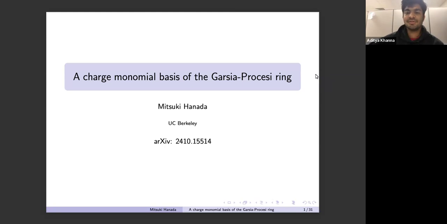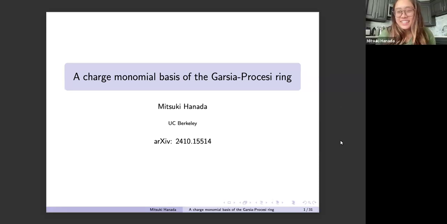With that, let us hear Mitsuki talk about the Garsia-Procesi ring and the monomial basis. Take it away. Thank you for the introduction and thank you for having me. Today, I will be talking about constructing a charged monomial basis of the Garsia-Procesi ring.